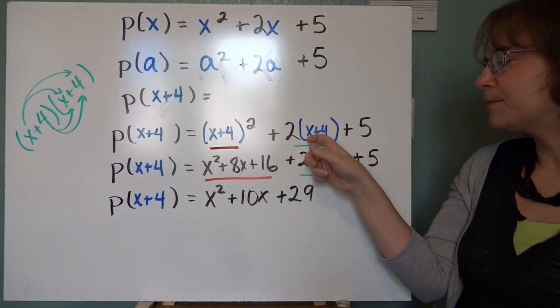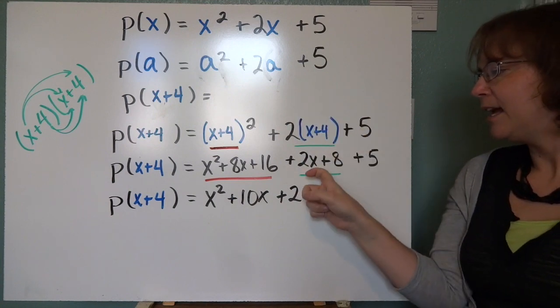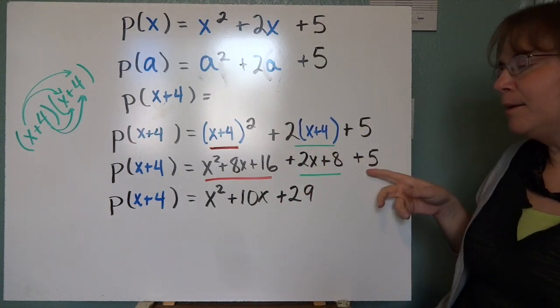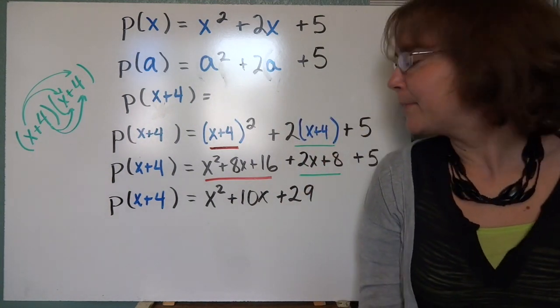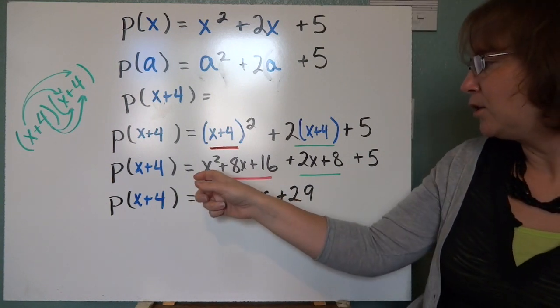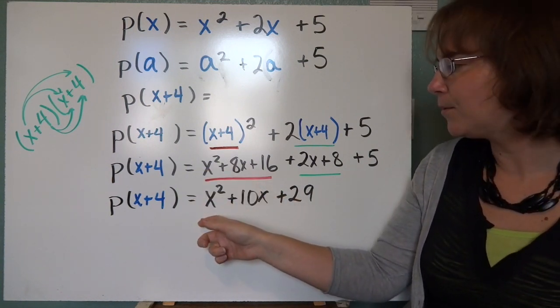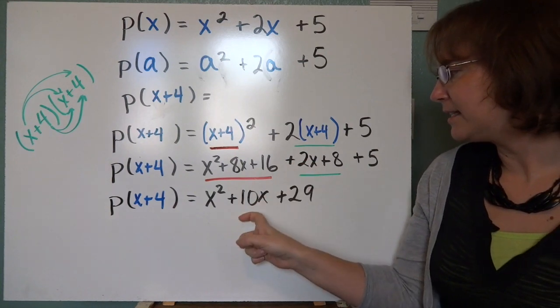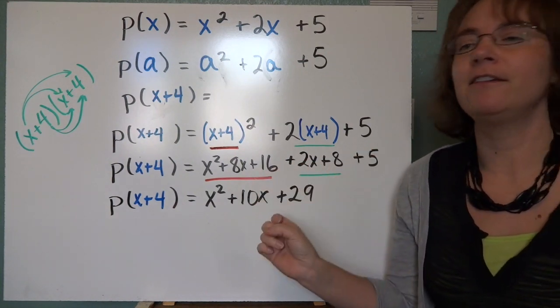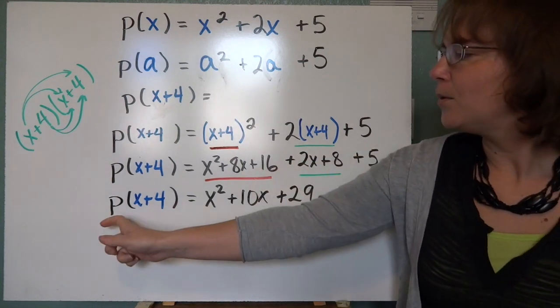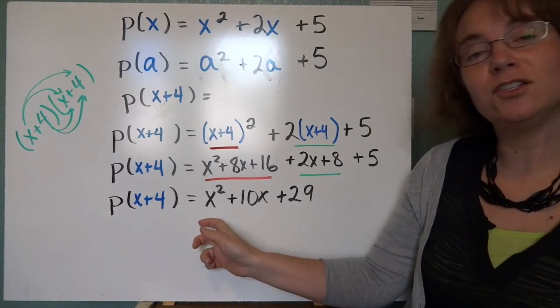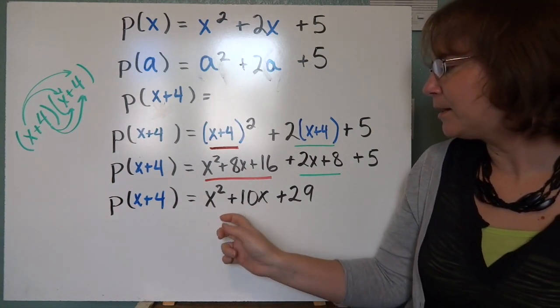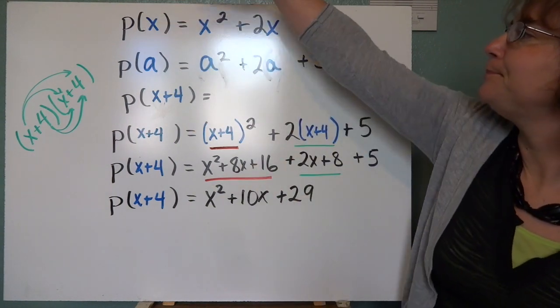Plus 2 times x plus 4, I'm going to distribute the 2, and I have 2x plus 8 plus 5. Then I need to combine like terms. I have no other x squared terms, so I just have an x squared. 8x and 2x makes a 10x. 16, 8, and 5 make 29. So p of x plus 4 gives me a new kind of parabola, x squared plus 10x plus 29.